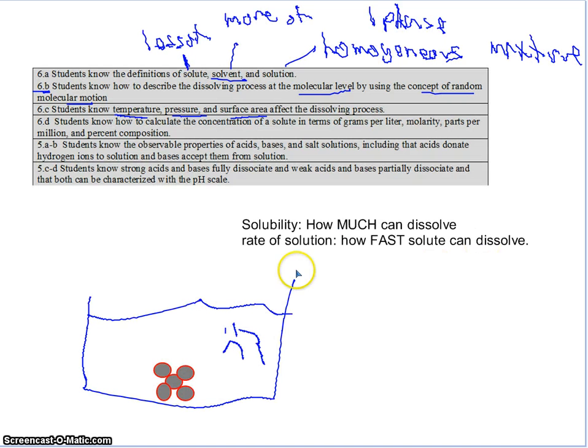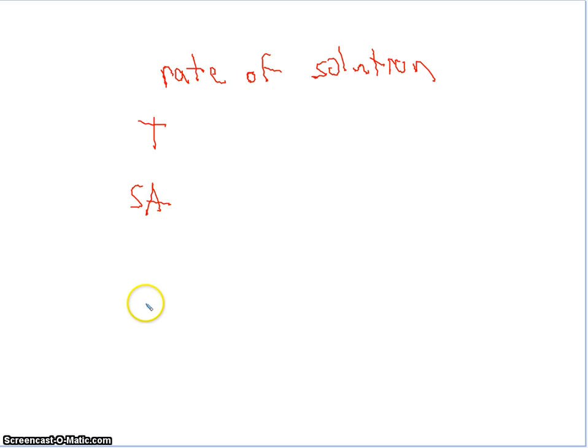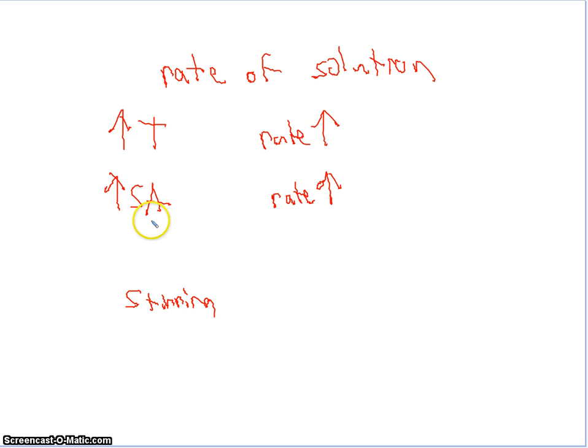Let's go back up here. Rate of solution. Let's talk about rate of solution. Well, rate of solution, this applies across the board. Doesn't matter what phase it is. There's three main factors: temperature, surface area or particle size, and stirring or agitation. So if you increase the temperature, particles move faster, and the rate of solution goes up. If you increase the surface area, that means more solute is being shown, and the rate goes up.